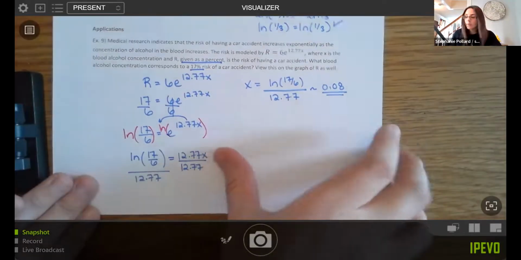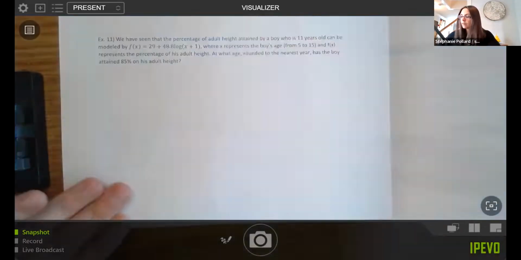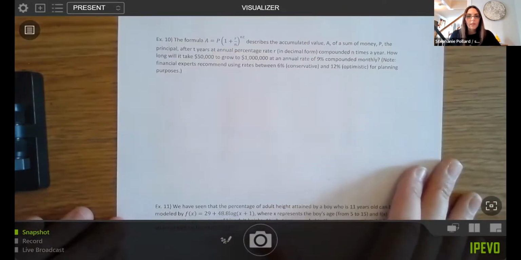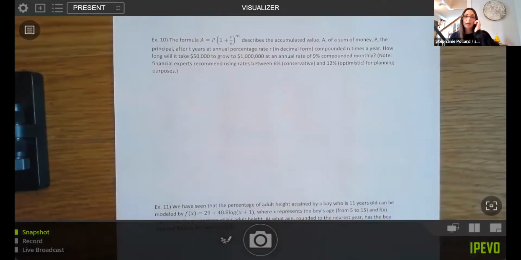Let's do a couple more examples for applications. All right, so here is that compound interest formula again. So we're going to come back and revisit it. So the formula A equals P times 1 plus R over N to the NT describes the accumulated value A of a sum of money P, the principal, after T years at annual percentage rate R compounded N times a year.